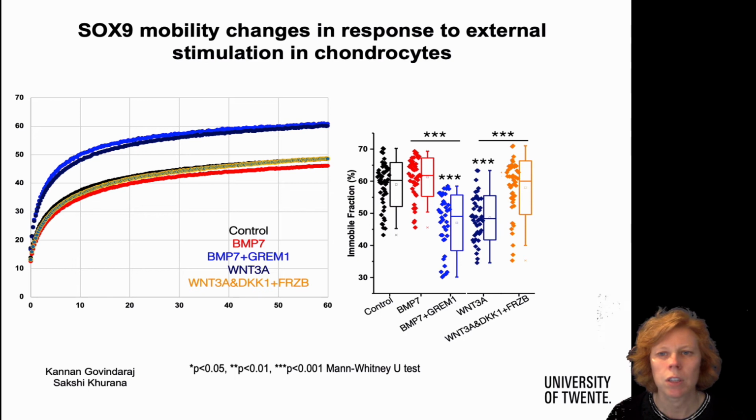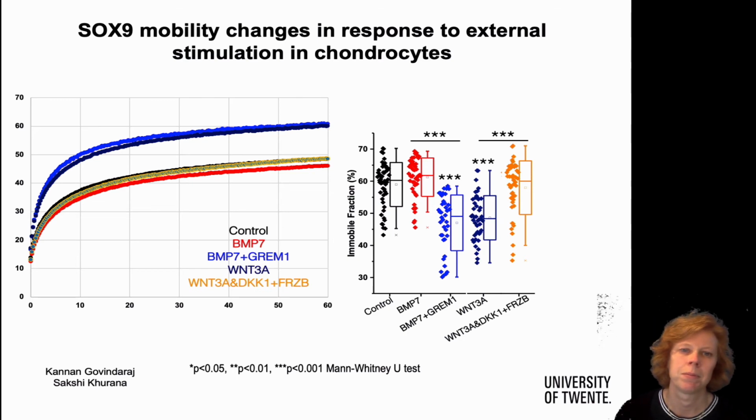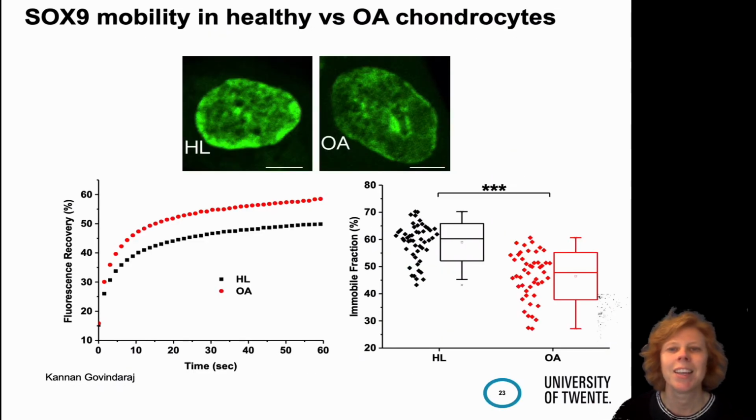Please note that not all of the cells in the culture respond similarly, as can be seen by all these individual measurements. And also not all donors respond to the same extent. We are now investigating the role of epigenetic markers and genetic variants in this donor variation. In addition, we have seen differences in FRAP rates between healthy and OA chondrocytes.